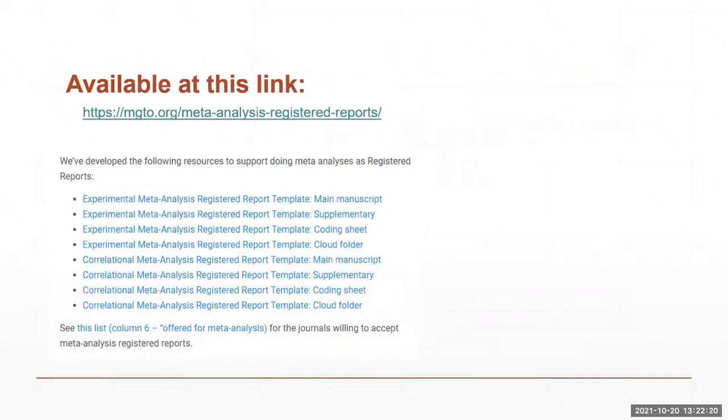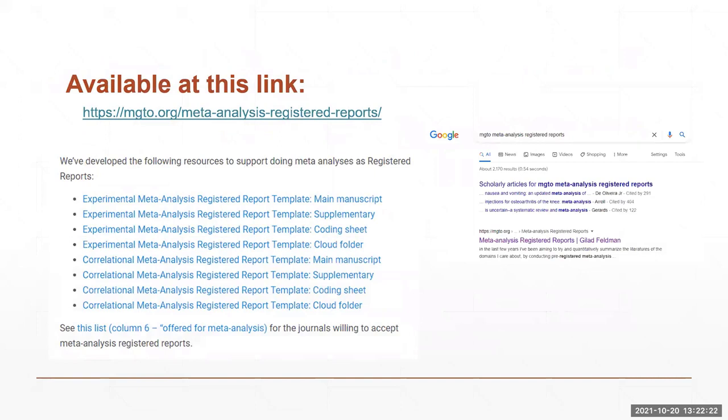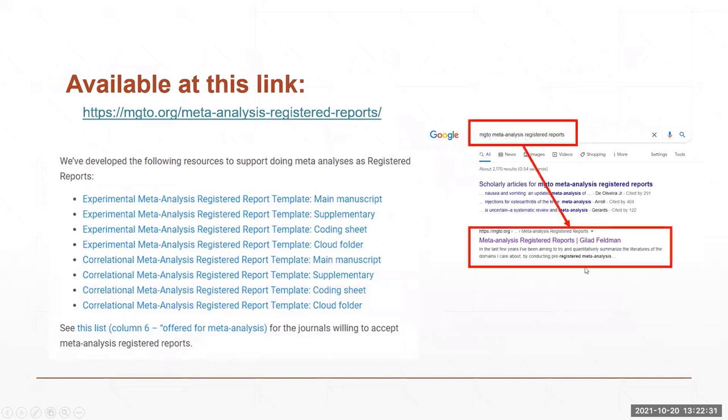The templates are available at this link, so it's very easy to find. You just go on Google and write MGTO meta-analysis, and it's the first result. Here is a screenshot of this page, and it's just links for the experimental meta-analysis: register report template, main manuscript, supplementary, coding sheet, cloud folder, and in the cloud folder you have the R script. And it's the same for the correlational meta-analysis templates.